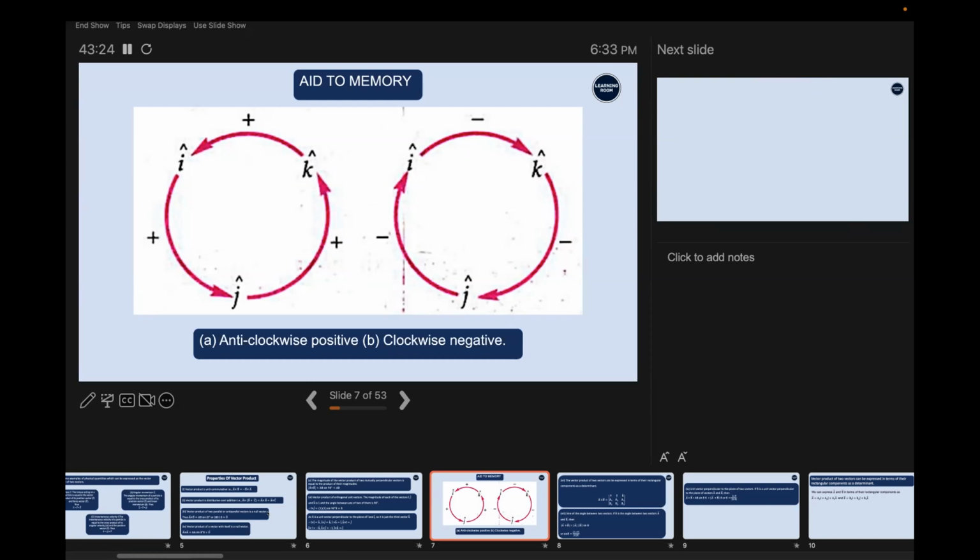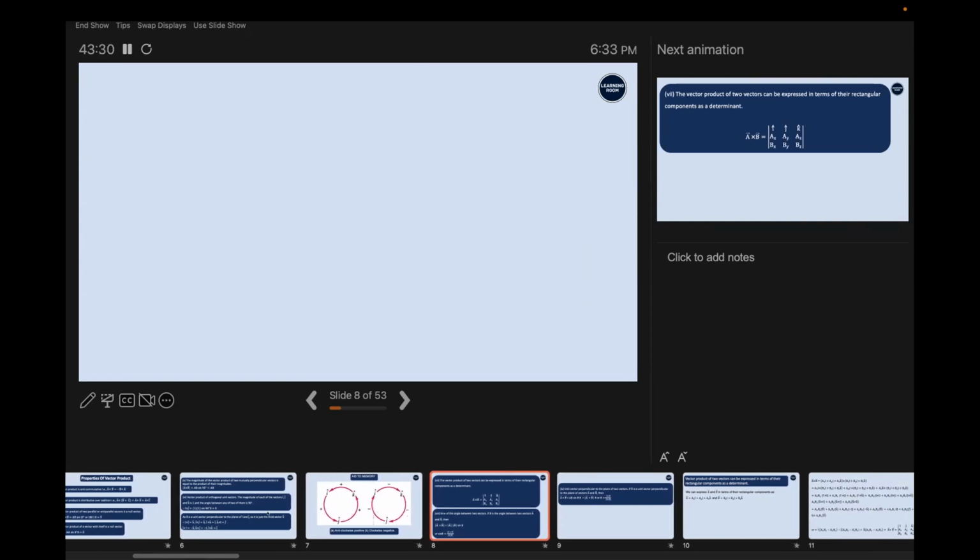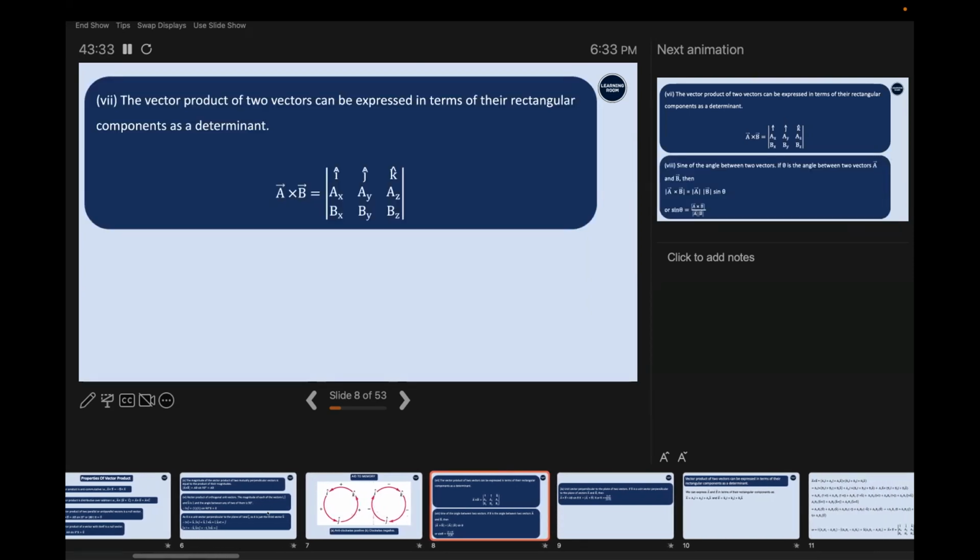So now I mentioned it, anti-clockwise is positive and clockwise is negative. So the next property is, if you want to find the vector product of two vectors, can they be expressed in terms of rectangular components? What do I mean by rectangular components? To put it in simple terms, they are the coefficients of i cap, j cap, and k cap. Suppose a vector is ax i cap plus ay j cap plus az k cap, and b vector is bx i cap plus by j cap plus bz k cap.